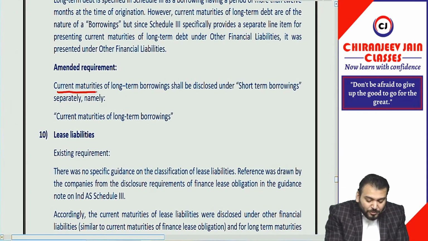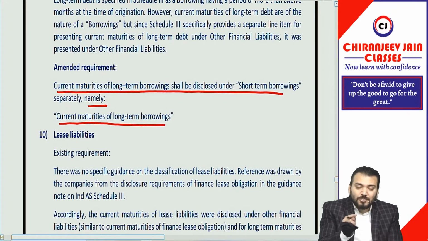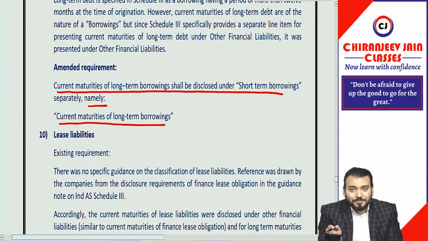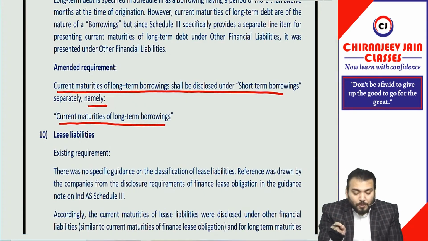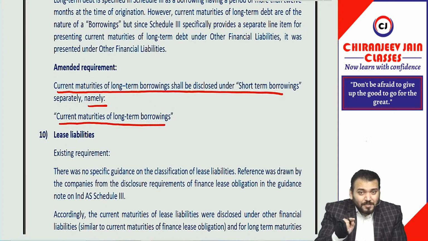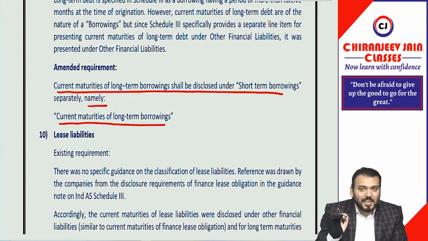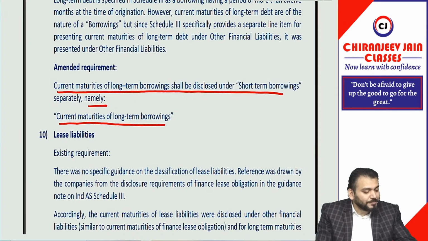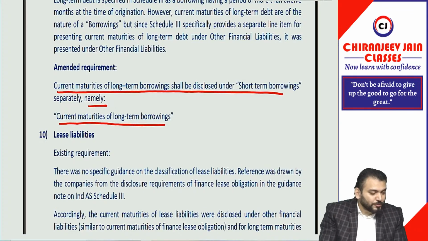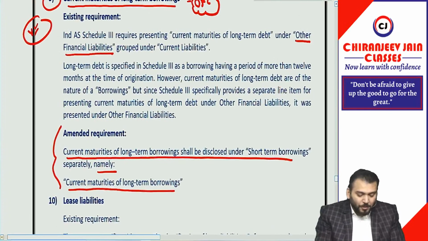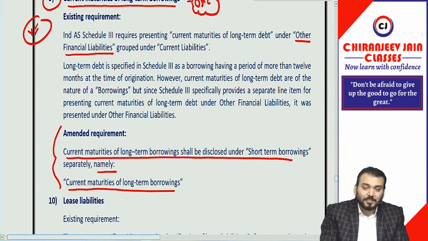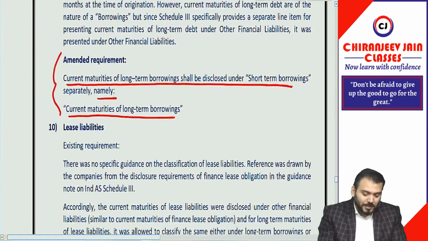So now current maturities of long-term borrowing shall be disclosed under short-term borrowing separately, namely current maturities of long-term borrowing. Previously we used to disclose it under other financial liability, but now we will disclose it under short-term borrowing under financial liability. Got it? Have you understood this point? Any doubt about this? Correct. This is one important amendment for the examination. Got it? Yes, sir.